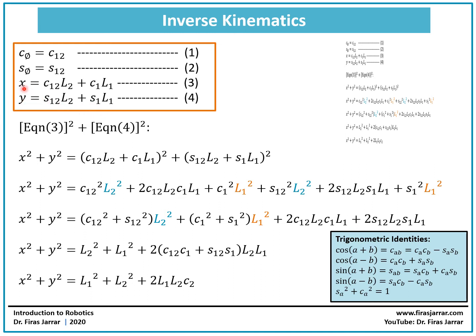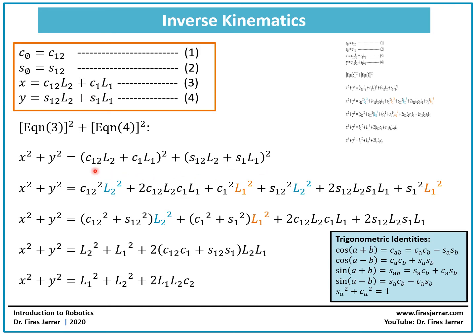So this is what I'm going to do here. I'm going to take equation 3, square it, and add it to the square of equation 4. So we'll take x squared plus y squared on the left side of the equation. On the right side of the equation, I'm going to square this term here and add it to the square of this term, as you can see.